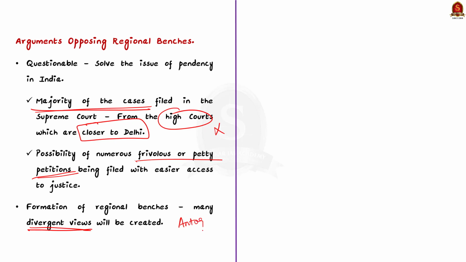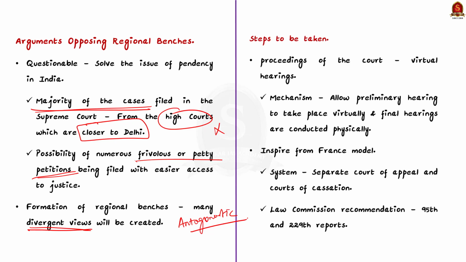Having discussed both the pros and cons, now let us see the steps that could be implemented to improve the judicial delivery system. Firstly, the proceedings of the court could be shifted to virtual hearings. See, even today, in many forums like the Central Administrative Tribunal and National Consumer Disputes Redressal Commission of India, virtual hearing facilities are not used. So a shift to this could save time, money, etc.